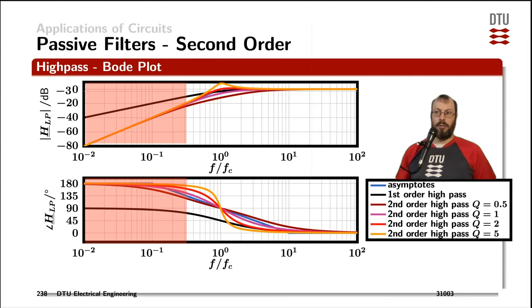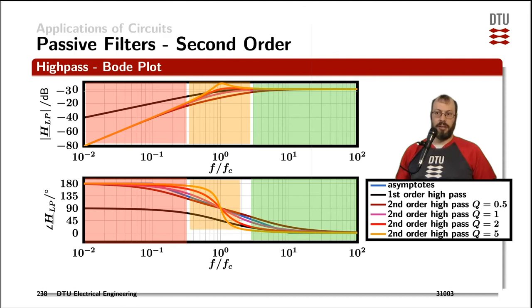In the other end of the spectrum, the filter is in its pass band, lets all the signals through, and doesn't influence the phase of the output voltage compared to the input voltage. That means the phase of the transfer function is zero. In between, we have the resonance frequency of the filter, the corner frequency, and that's where all the action is.